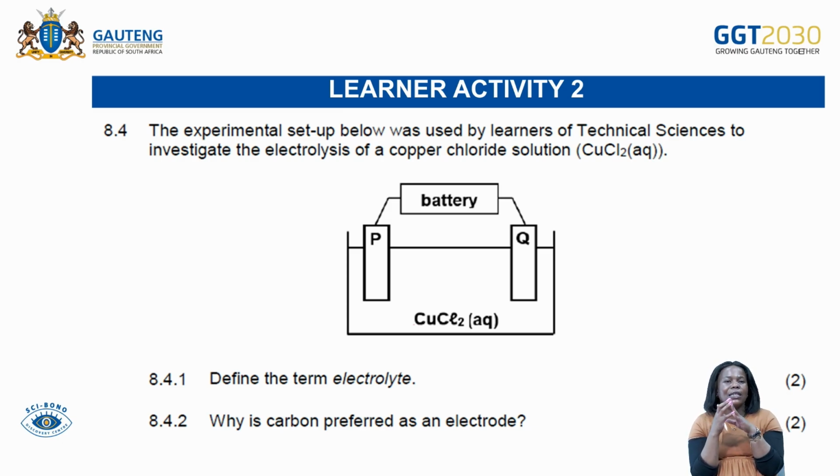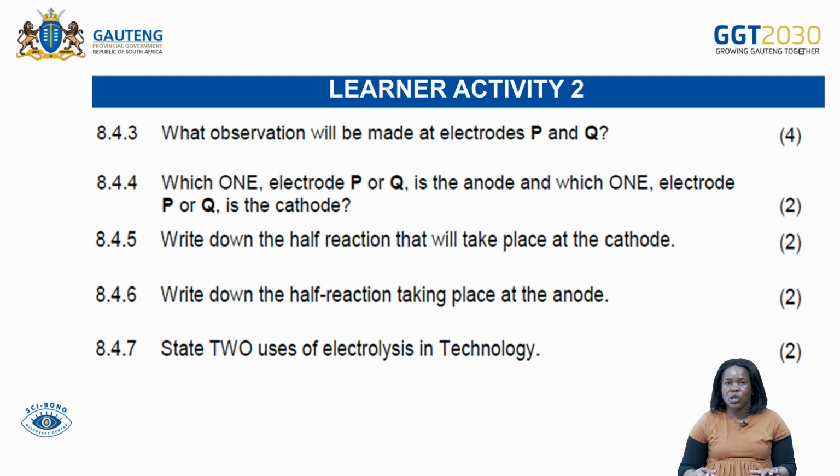They say define the term electrolyte. We did speak of an electrolyte. What is an electrolyte? Why is carbon preferred as an electrode? What does it do that the other electrodes don't do, which is an advantage? 8.4.3, what observations will be made at electrodes P and Q? What is it that you will see? 8.4.4, which one, electrode P or Q, is the anode, and which is the cathode?